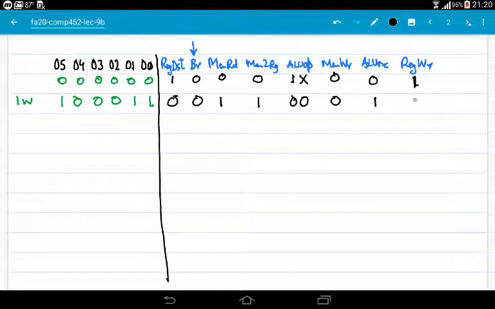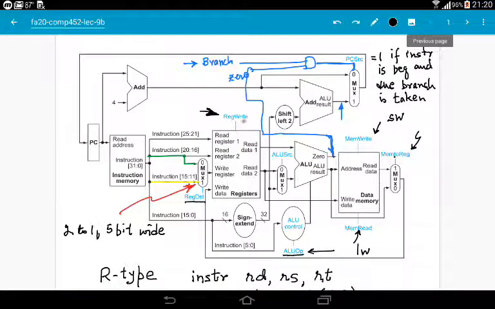And reg write, should it be 1 or 0? Yeah, it should be 1. Why? Look, this reg write has to be 1 because load word instruction is going to write something into one of the registers. So it has to be 1. Okay, very good.